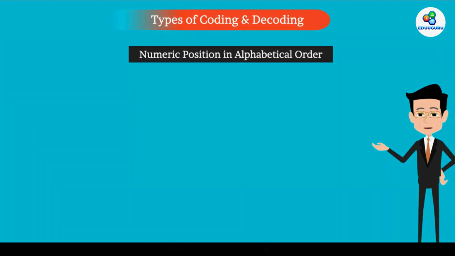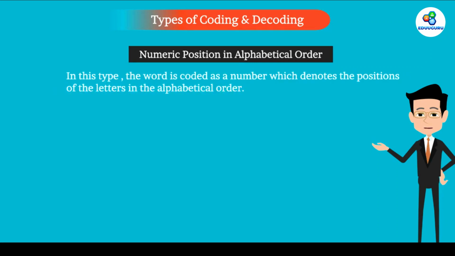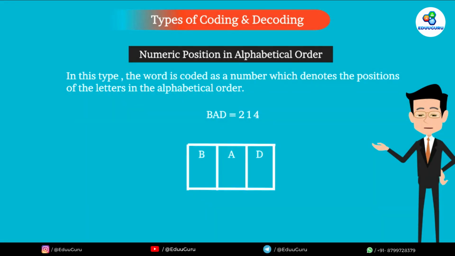Numeric position in alphabetical order. In this type, the word is coded as a number which denotes the positions of the letters in the alphabetical order. The word BAD is written as 214. We know B comes second in the series of alphabet, A comes first, D comes at the 4th position. All these numbers are simply written in the same order and this code is achieved. Similarly, any word can be coded by adding a value like 1, 2, 3 and so on to its numeric position in the alphabetical order.